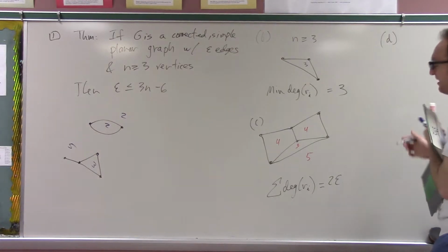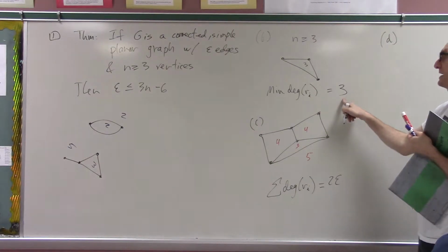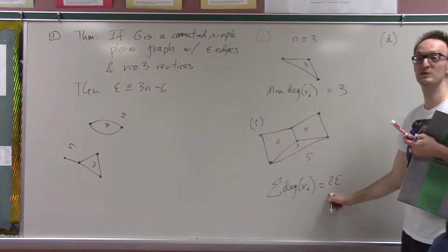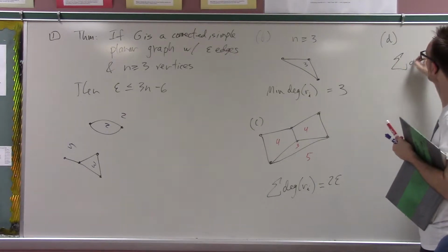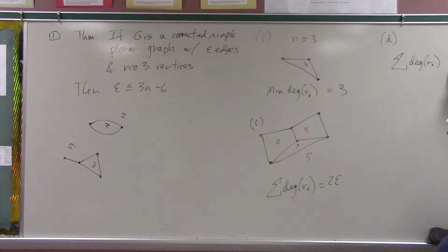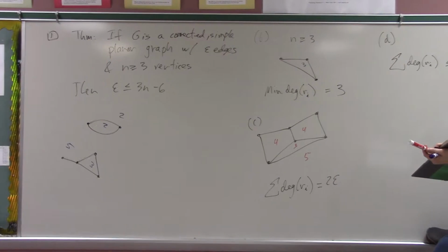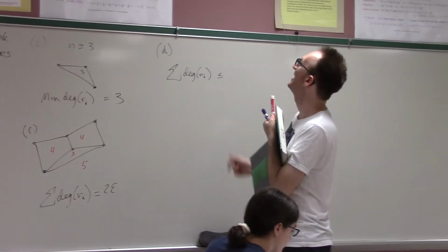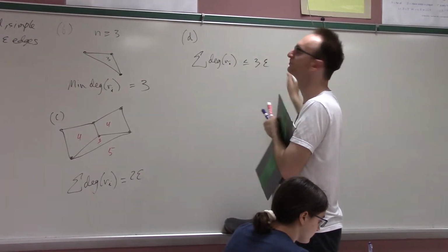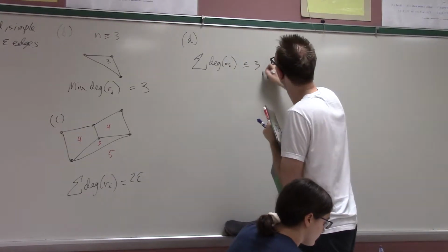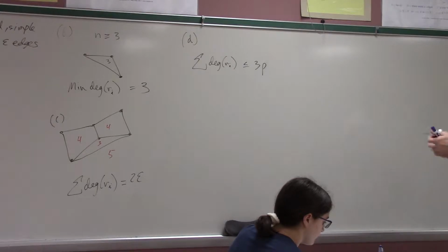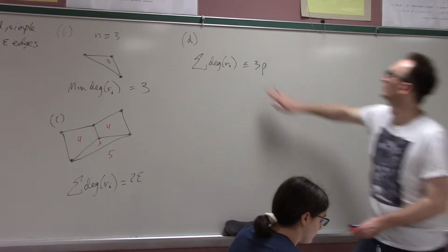Well, if the minimum degree of a region is 3, and the sum of the degrees of all the regions is 2ε, then it must be true that the sum of the degrees is less than or equal to 2/3 epsilon. Did I do that right? No. Hold on. The sum, then these could all be 3. So less than or equal to 3 epsilon. 3 rho. Yes, it should be good.